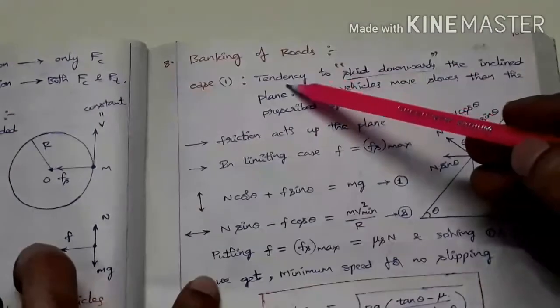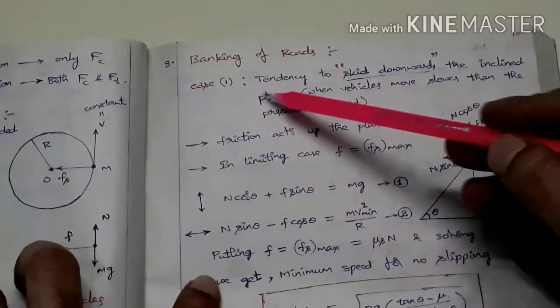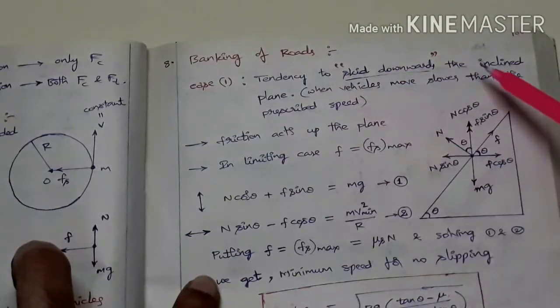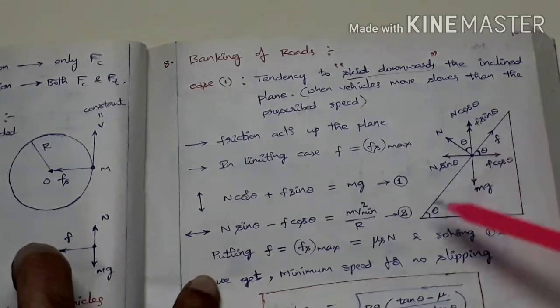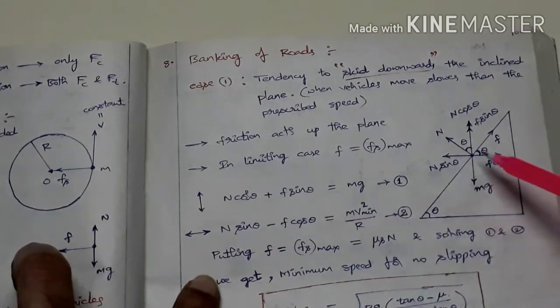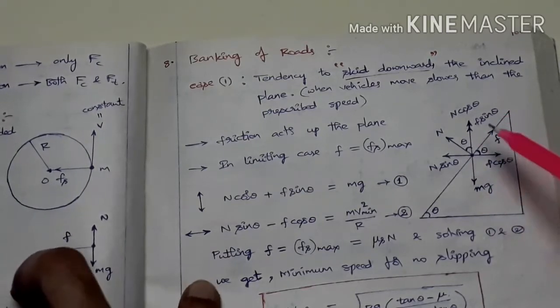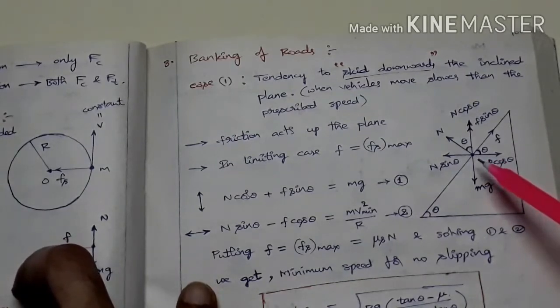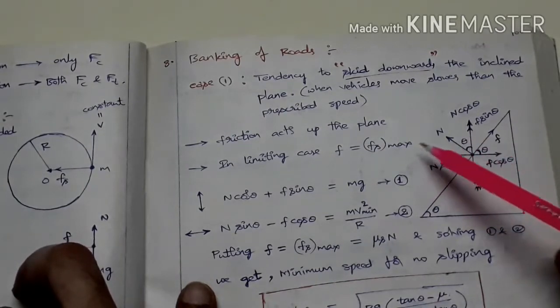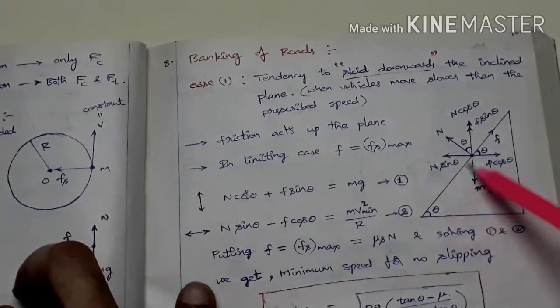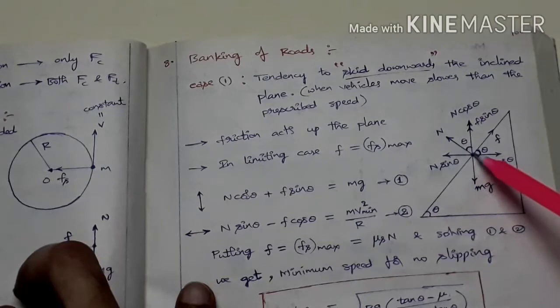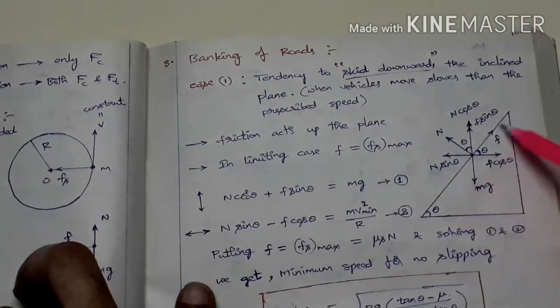Yes. Next one, banking of roads. Case 1: tendency to skid downwards the inclined plane. So this is the plane here, this is the road, this is the outer edge. When the object is moving on this at slower speeds than the prescribed speed, the body or the object shows a tendency to skid in the downward direction like this. If the body is showing a tendency to skid in the downward direction, friction will be acting in the upward direction like this.